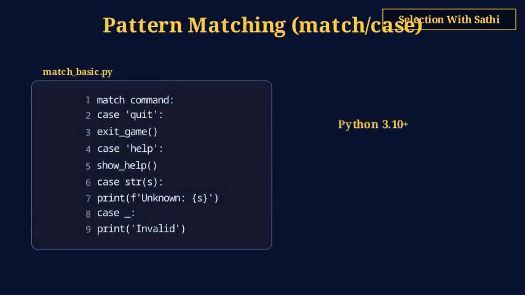Python 3.10 introduced structural pattern matching with match and case. Unlike a simple switch statement, match case matches by structure, not just value. The underscore is the wildcard pattern, it matches anything. Patterns can capture variables from the subject. For example, case [x, y] captures two elements from a sequence.